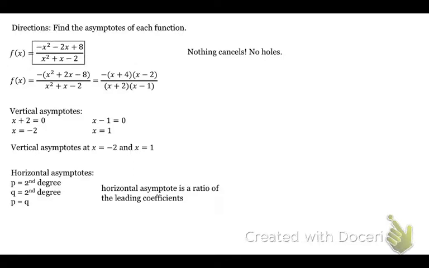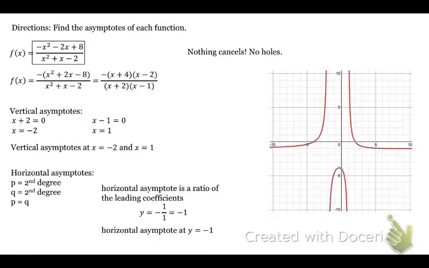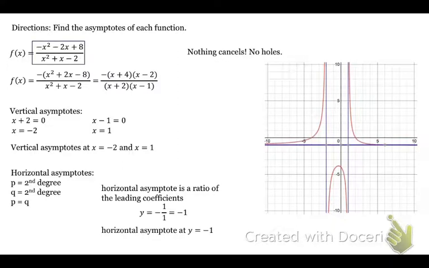So the leading coefficient on top is a -1. On bottom it's just a 1. So that means we have a horizontal asymptote at y equals -1. And since we have a horizontal asymptote, there is no slant asymptote. You have one or the other, but you don't have both. Okay? So we have a horizontal asymptote at y equals -1. So then if you graph this, we can see that there are the vertical asymptotes at -2 and 1, and there is the horizontal asymptote at -1.